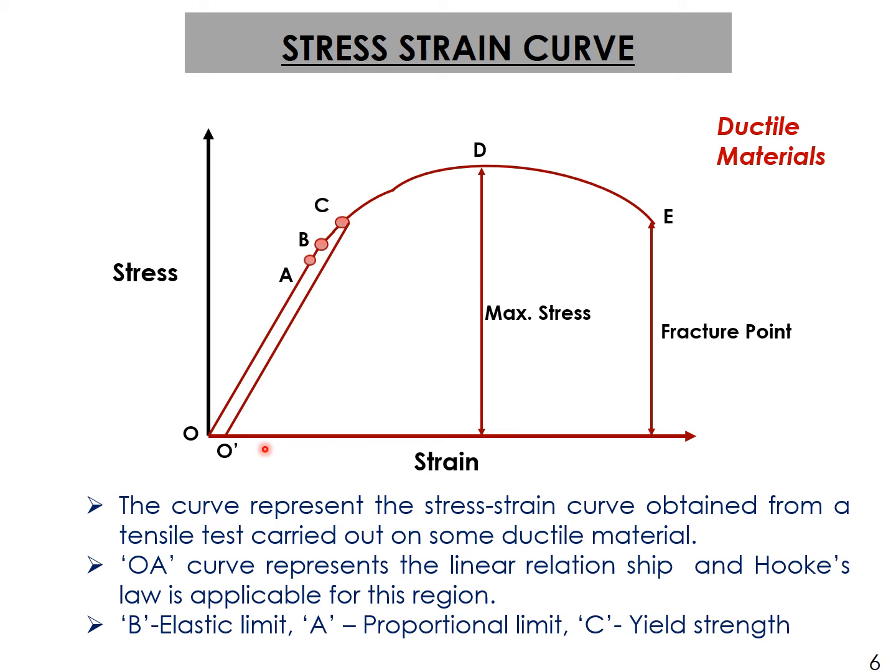Now thirdly, point C is the yield strength. What is yield strength? At this point, the material produces a very small amount of permanent deformation. As I told you, Hooke's law is applicable for the slope OA only. Just keep this in your mind. Hooke's law is applicable only for the slope OA, up to that proportional limit.